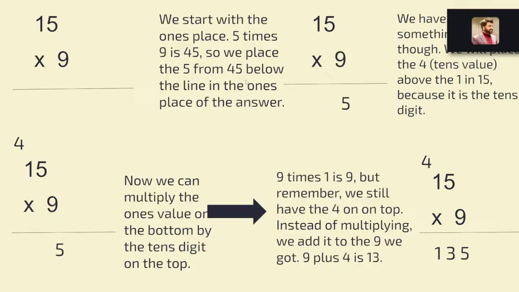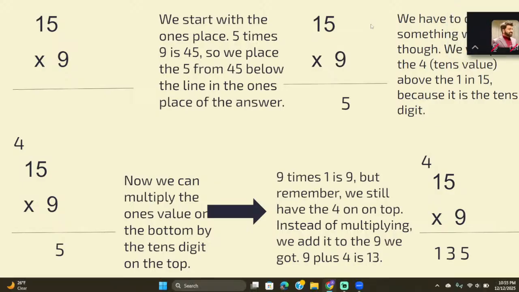We take 45 and analyze it. 4 is the tens place and 5 is the ones place. We write 5 under the 9, separated by a line. We have to do something with that 4 though, so we can place it above the 1 in 15. The 1 is a tens value, and the 4 from 45 is also a tens value, so that's why we place it up there.